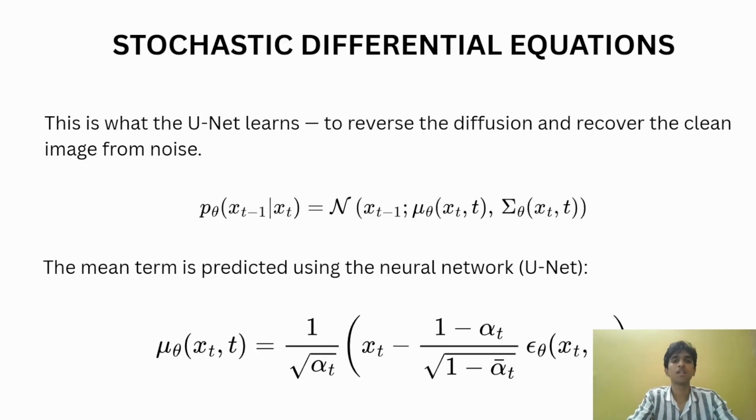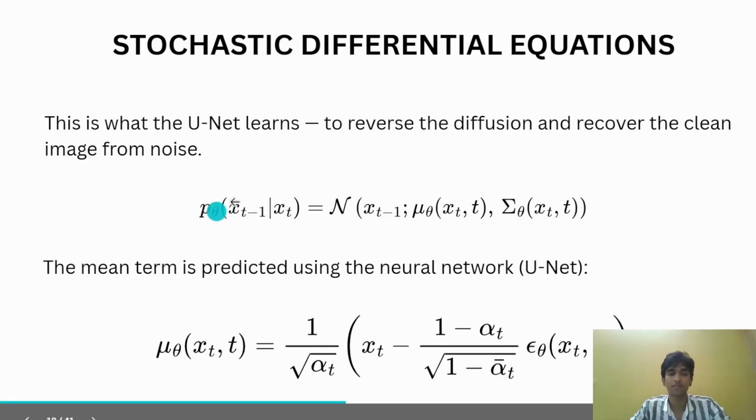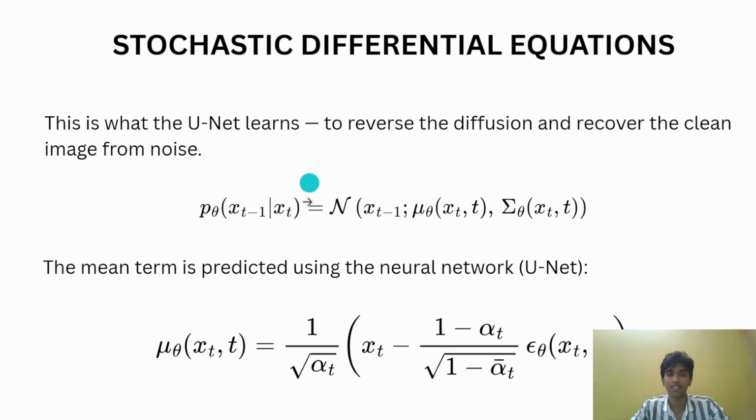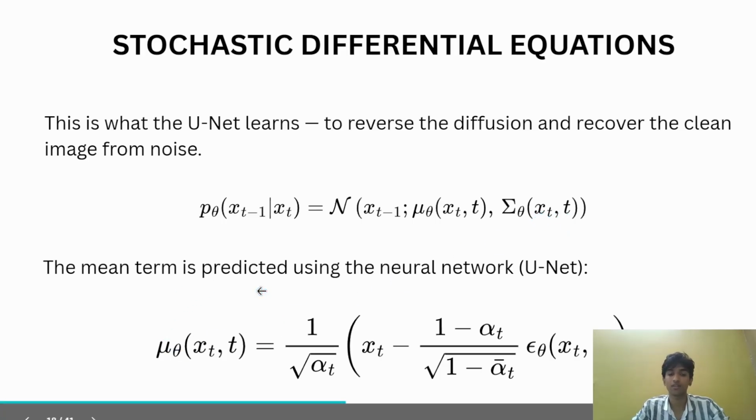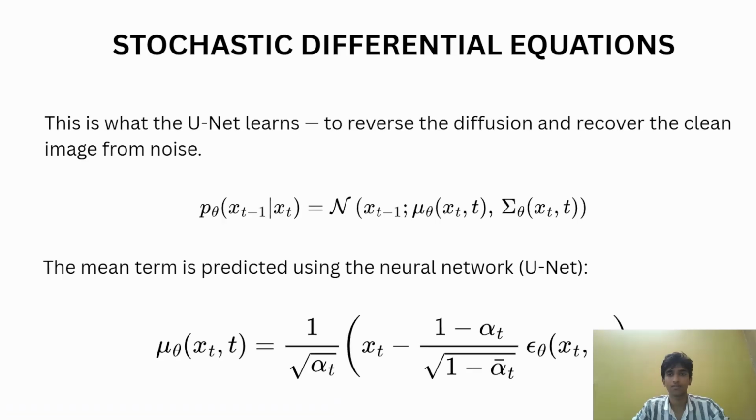So what the UNet learns, as I said, is the reverse process, which is given by p theta of x t minus 1 given xt, which is also given by a normal distribution, for which this is the covariance matrix, and the mean term of this is predicted using the neural network, which is the UNet, and that's given by this term, as you can see. We've also used this in our code. I'll explain this when we look at the code next.